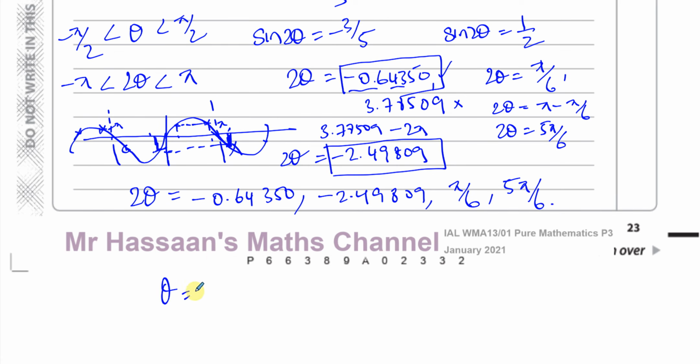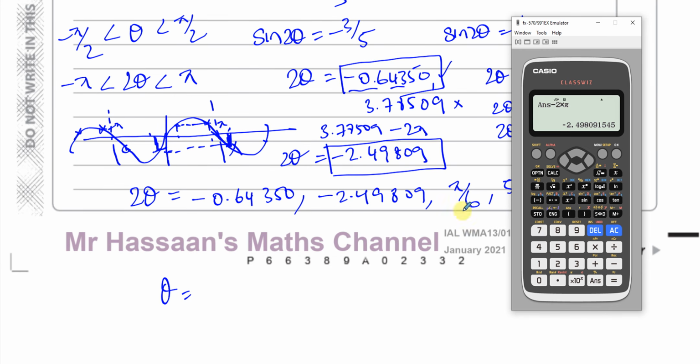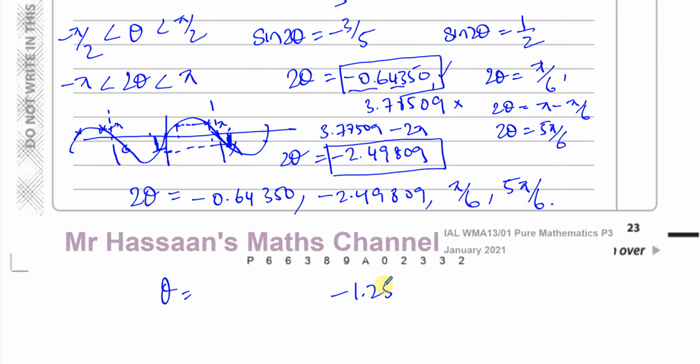So theta is going to be a half of all of these. So I take these values here. I'll take this one and divide it by 2. And that will give me minus 1.2490. So I'll write this to 3SF now. That's minus 1.25. Minus 1.25. That's one of them.